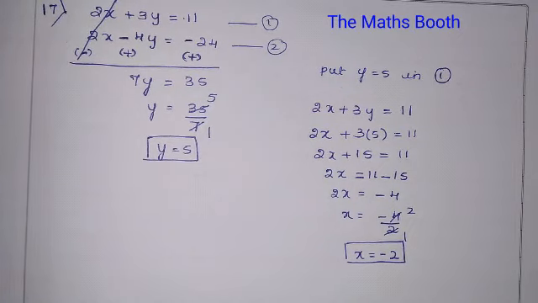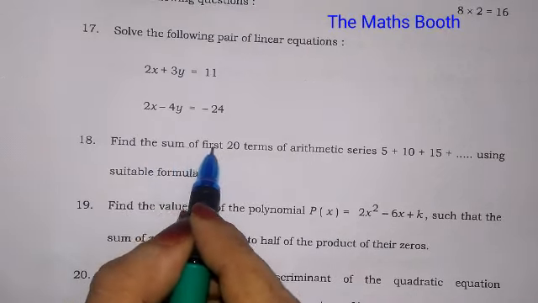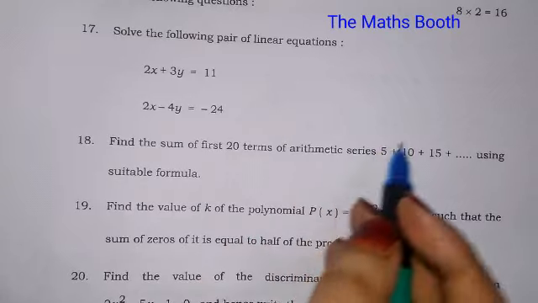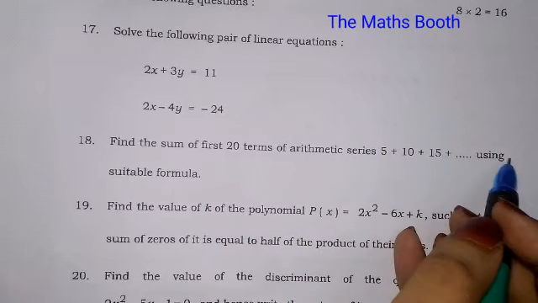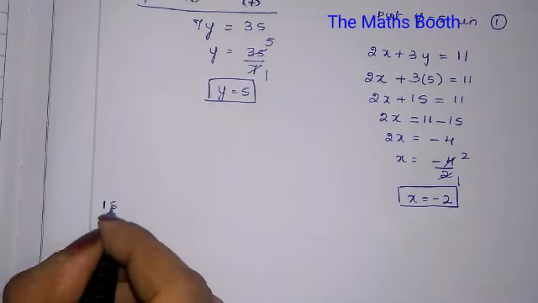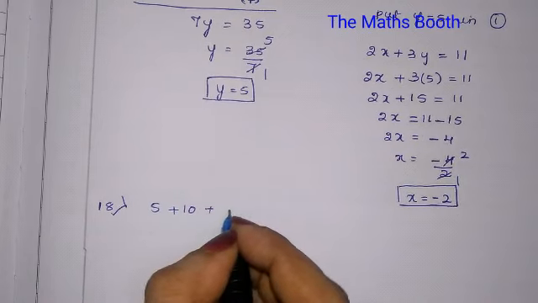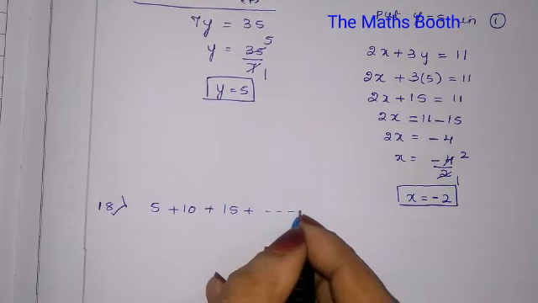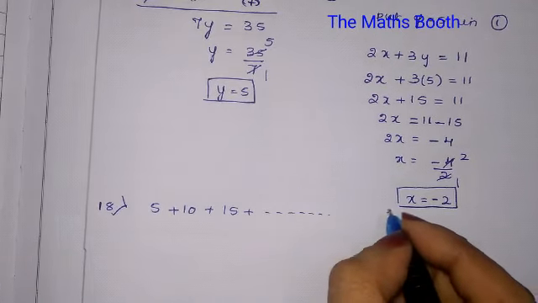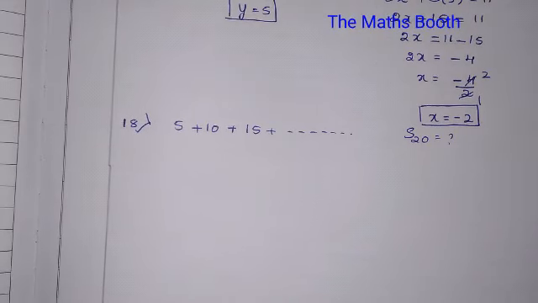Let us see the next question. Question number 18. Find the sum of first 20 terms of the AP 5 plus 10 plus 15 using a suitable formula. What they have asked, question number 18: the AP is given, 5 plus 10 plus 15, using a suitable formula. Find the sum of the first 20 terms. That means yes, 20 terms we need to find.